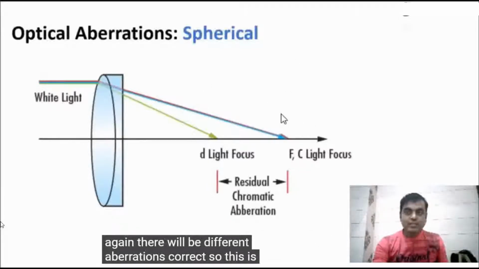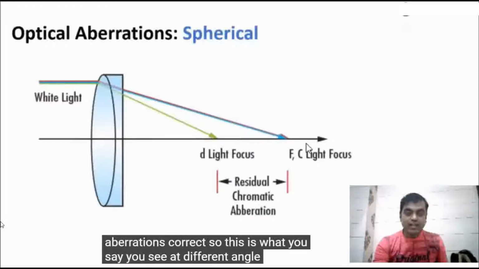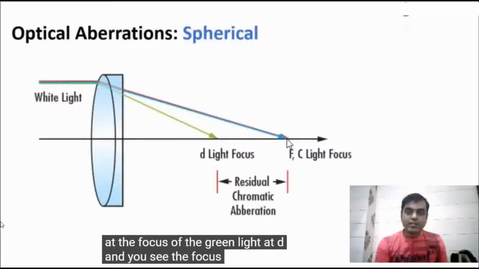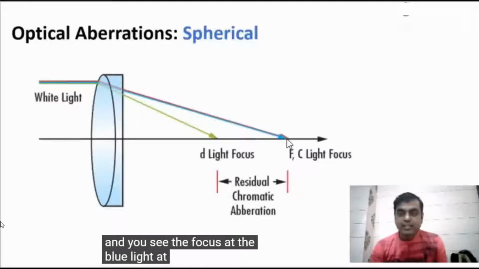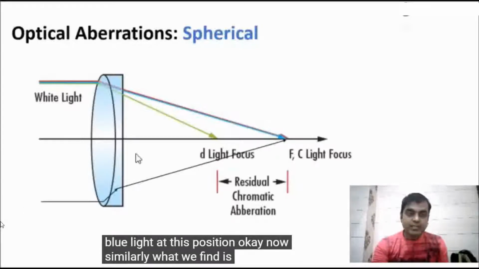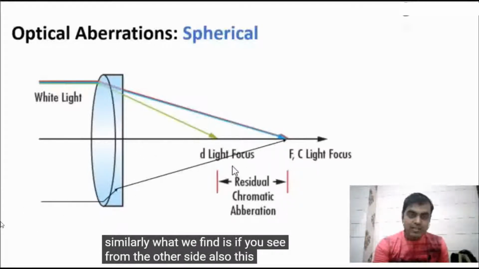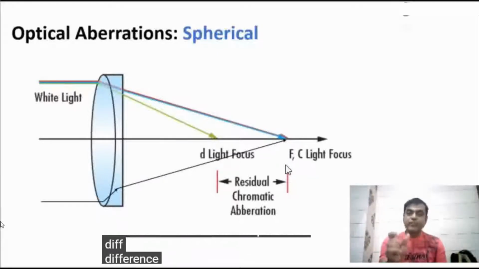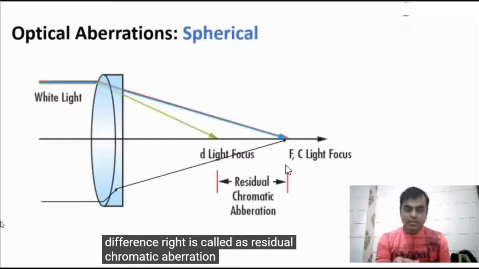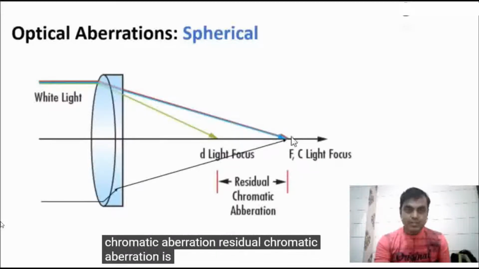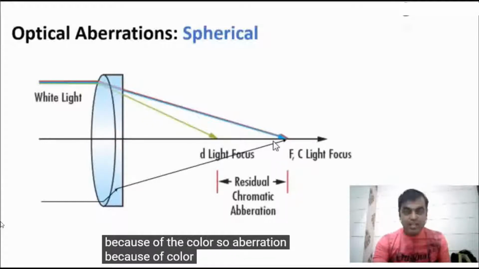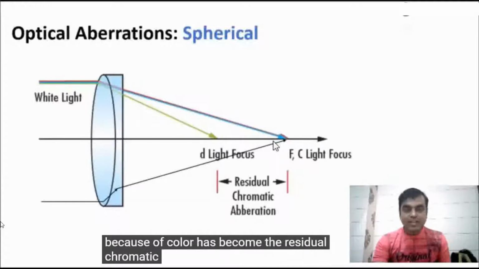So you see at different angles, you see the focus of the green light at D, and you see the focus of the blue light at this position. Okay. Now similarly, if you see from the other side also, this particular difference is called residual chromatic aberration. Residual chromatic aberration is because of the color. So aberration because of color has become the residual chromatic aberration.